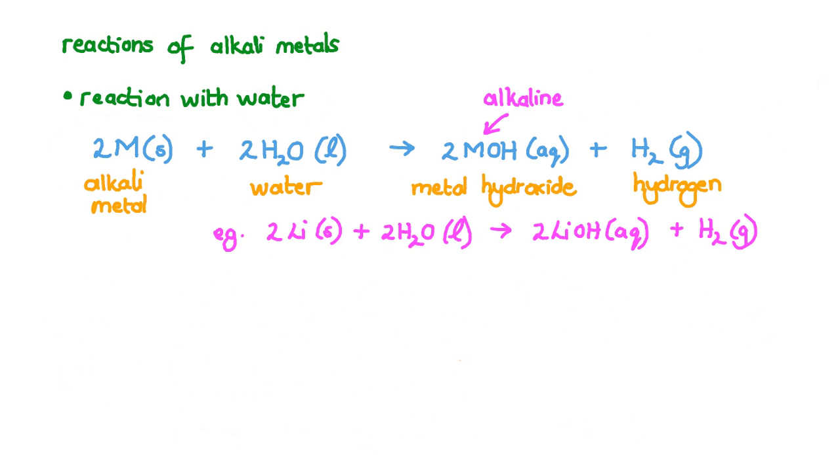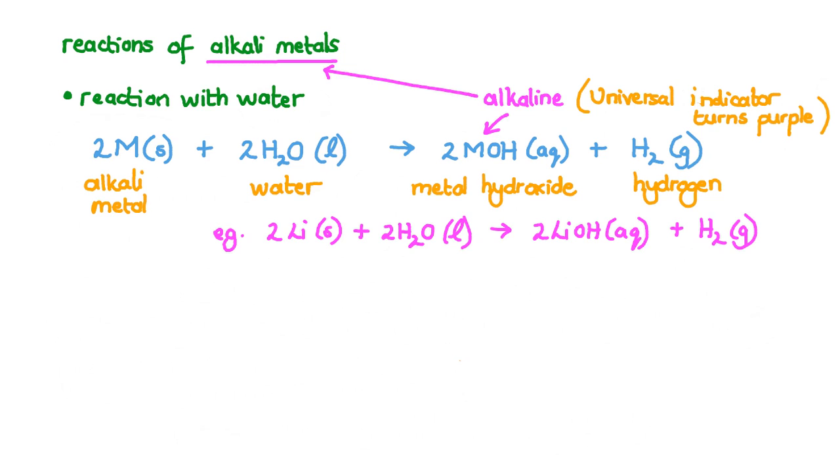These metal hydroxide solutions are all alkaline or basic, with a pH higher than 7. When universal indicator is added to any of these metal hydroxide solutions, it turns purple, showing us that these solutions are alkaline. And this fact is the very reason why these metals are called alkali metals.